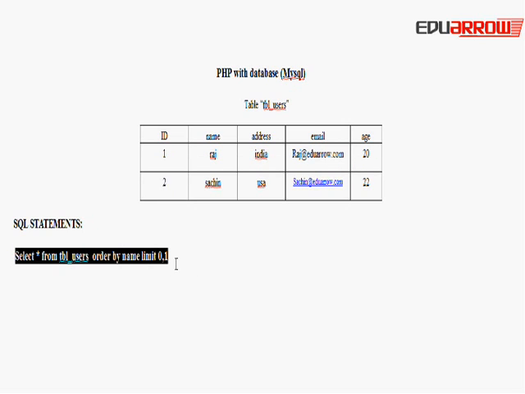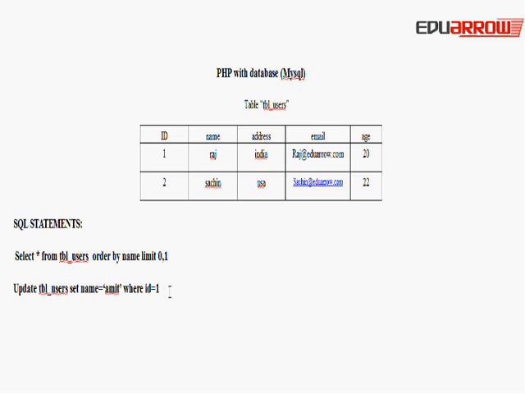Now let's discuss the update command. This is an update command to update the record. UPDATE table name SET field name equal to value WHERE condition. So this statement will update the first record name, replacing Raj with Amit. Similarly, use a delete command to delete a record from a table. To drop a table, we use the drop command, DROP table name.